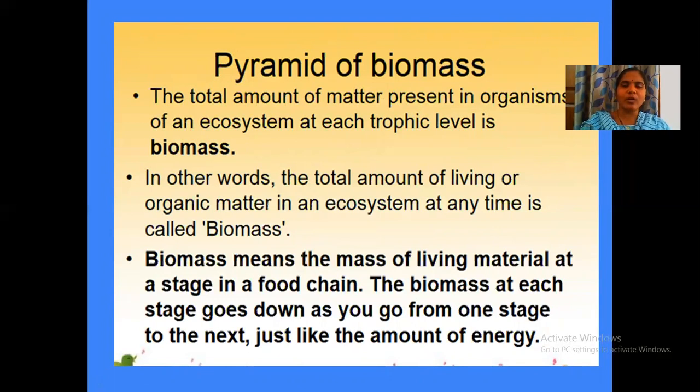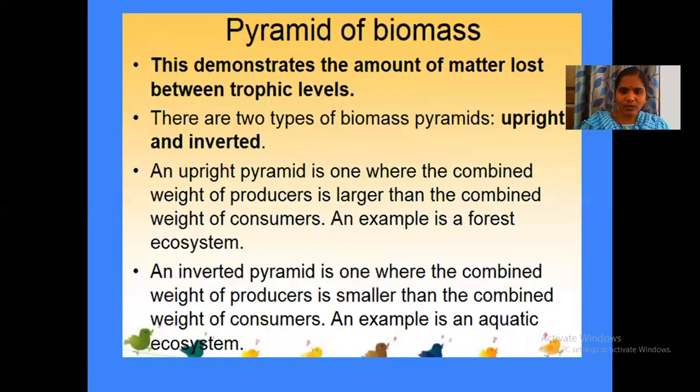If you consider a particular ecosystem, biomass means the amount of matter present in an organism, which is readily available for the next successive trophic level. That is what biomass is. And generally, we should consider the biomass as the total number of organisms multiplied by their biomass. So, let's take an ecosystem such as a forest or an aquatic ecosystem.